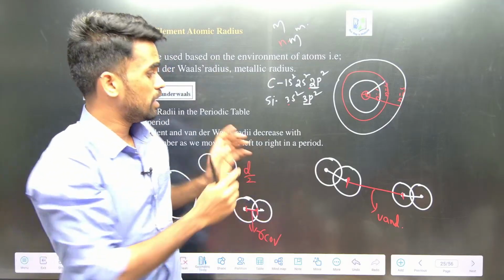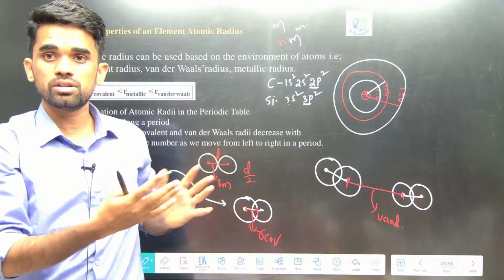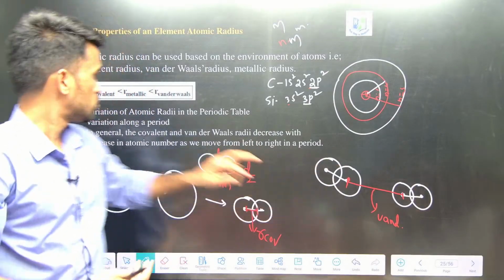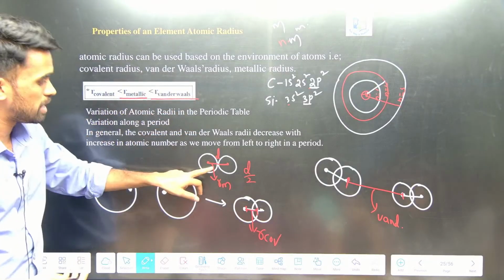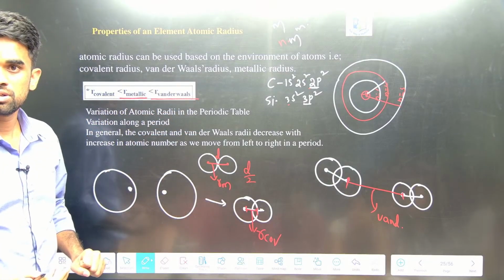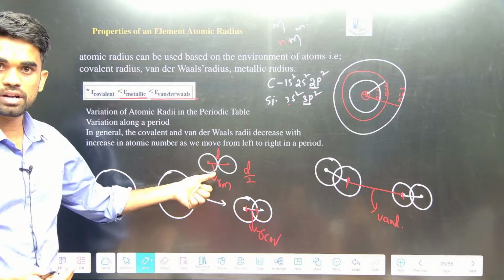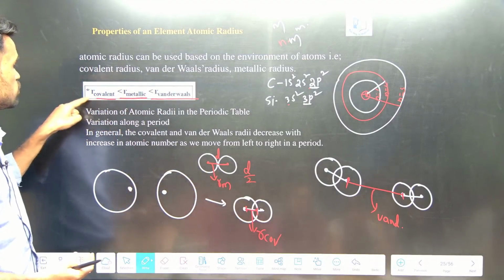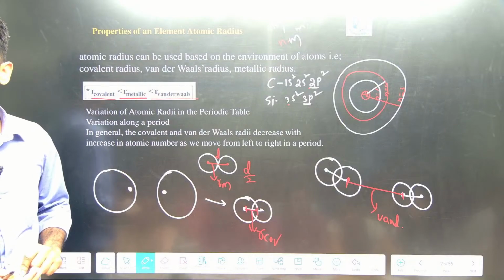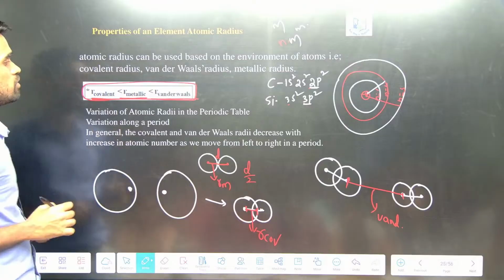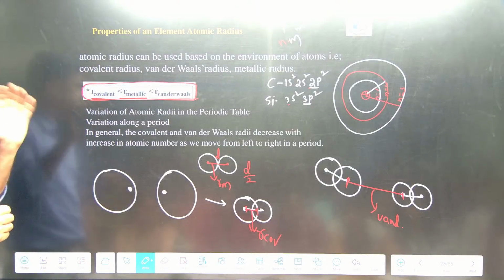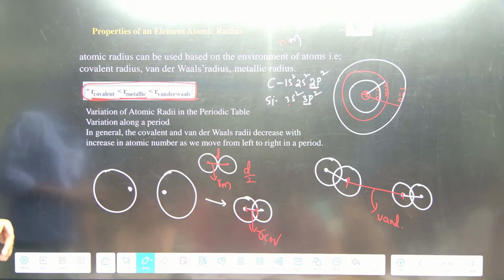Now tell me, in these three radii, which is more? Van der Waals. So that's why I am saying van der Waals radius is greater than metallic. Between metallic and covalent, who is more? Metallic radius will be more, and least is for covalent. So you can take this order: radius of van der Waals greater than metallic greater than covalent. Okay. Next.